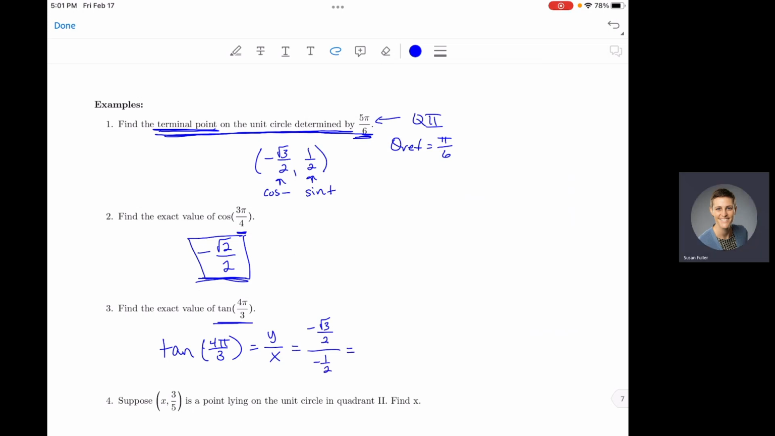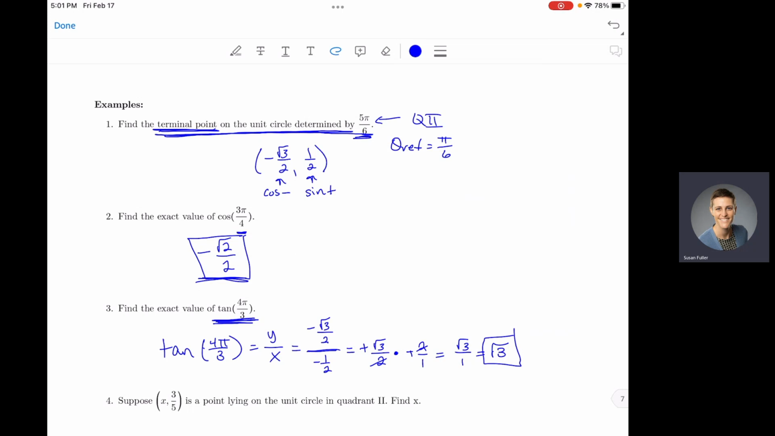And I can't leave fractions within fractions. I need to simplify this. To do that, I'm going to keep the top, change this division to multiplication, and multiply by the reciprocal of the bottom. My 2's cancel, my negatives cancel, and I get root 3 over 1, which is the square root of 3. That is the exact value of the tangent of 4 pi over 3.